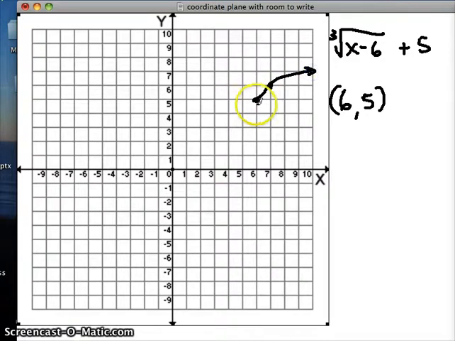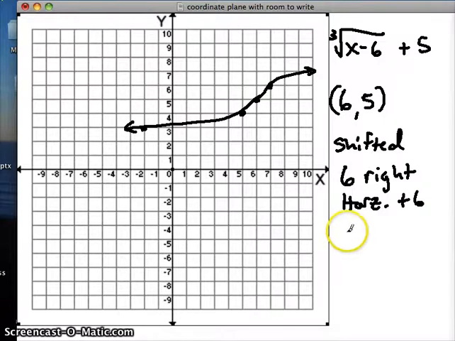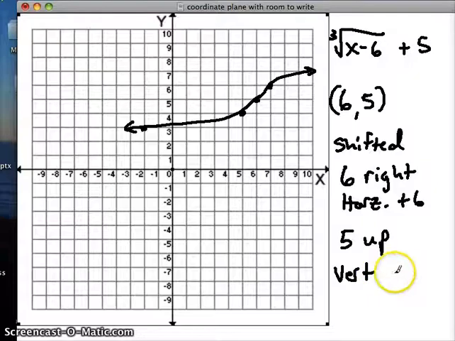That's okay. Down 1, left 1. And then down 1, left 7. 1, 2, 3, 4, 5, 6, 7. And so that's our original graph shifted from the origin 6 spots right, or a horizontal shift of plus 6 units, and a vertical shift of 5 units up, or a vertical shift of positive 5 units.